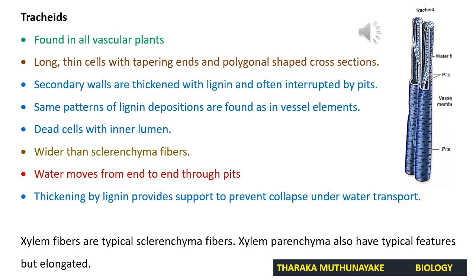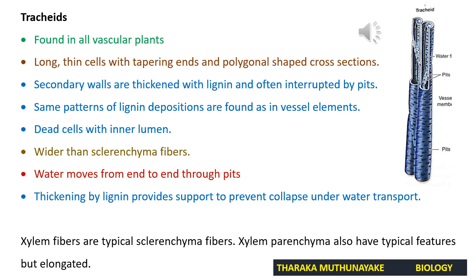It says tracheids are long, thin cells, that means comparatively narrower cells than vessel elements, with tapering ends and polygonal shaped cross sections or transverse sections. Secondary walls are thickened with lignin and often interrupted by pits. Here you can observe in the diagram, the lateral wall contains pits. The same patterns of lignin deposition are found as in vessel elements.